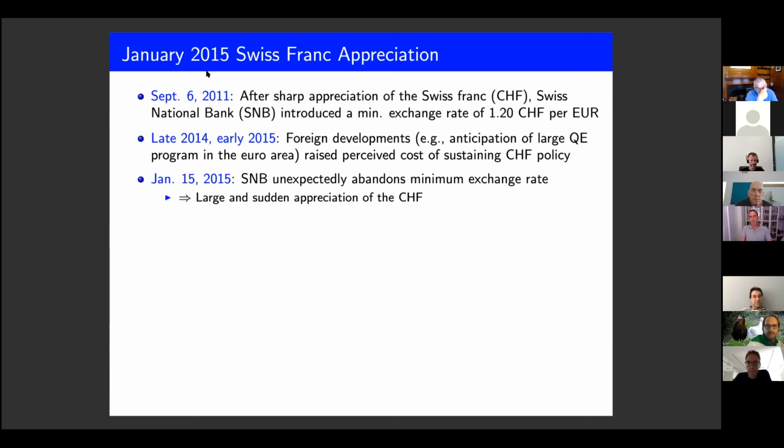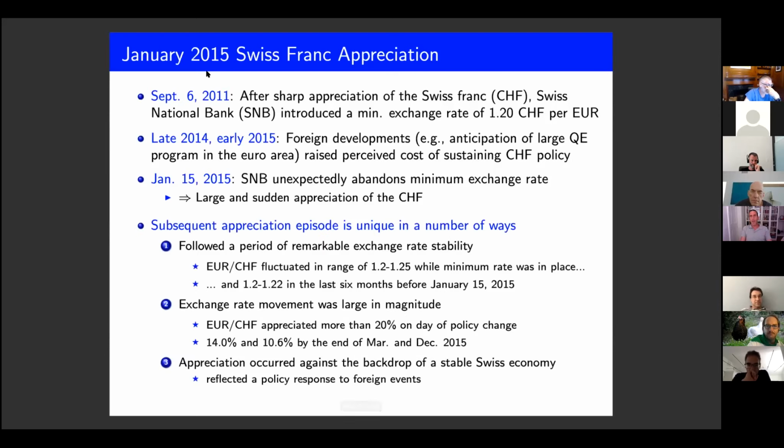So in January 2015, the SNB unanticipatedly abandoned this policy, and after that, as I showed you before, there was a large and sudden appreciation of the Swiss franc against the euro, but also against, in a trade weighted sense also, although the appreciation was more prolonged against the euro. So why do we like this episode to think about a bunch of things?